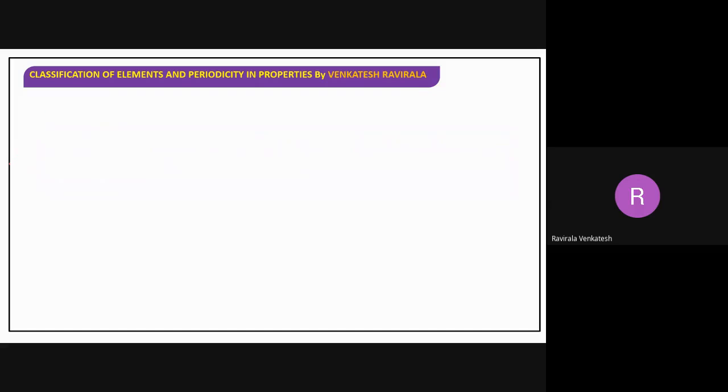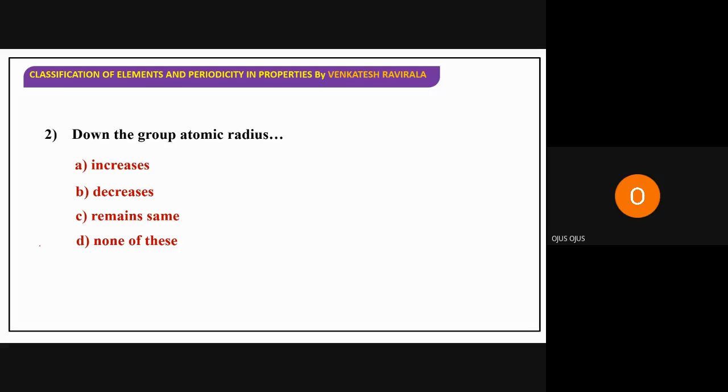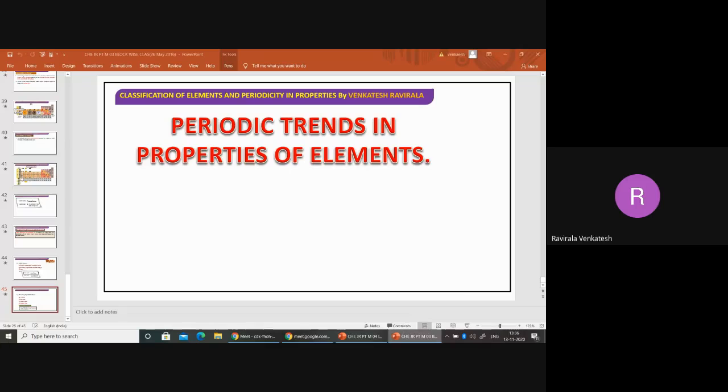Right? Next, here are some questions. Tell me the answer: atomic radius is inversely proportional to nuclear charge. Next, down the group, the radius, tell me. Increases. Right, increases. Now, this is about atomic radius. Now I will take ionic radius. Next, I will take the ionic radius.